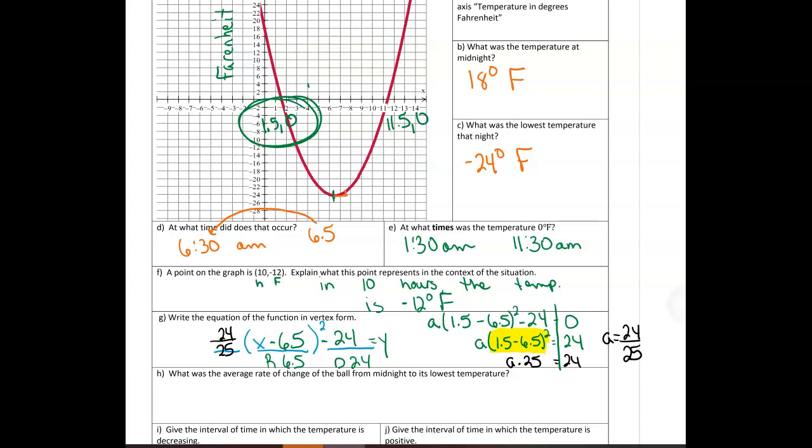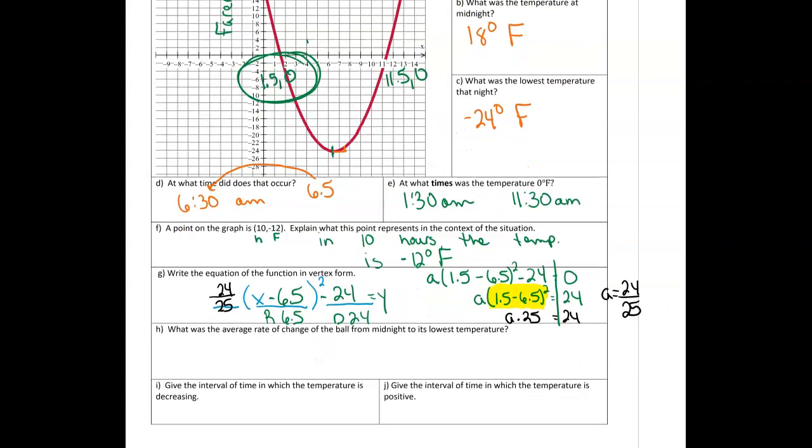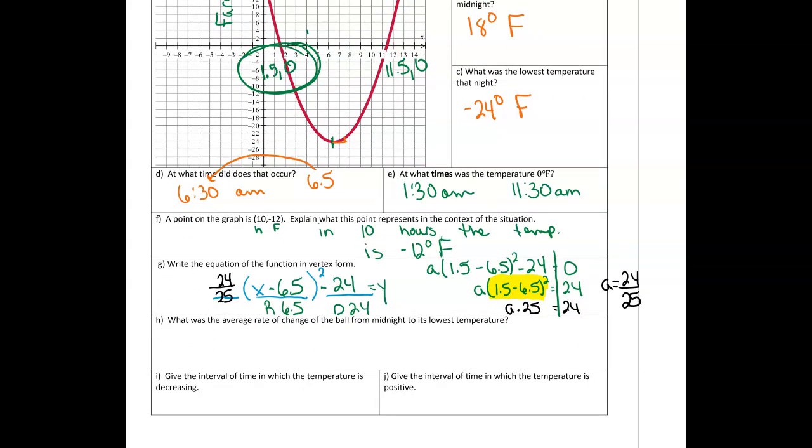All right, what is the average rate of change from midnight to its lowest temperature? So at midnight, we had already answered that question. So at midnight, the X value is 0, our temperature is 18, and to the lowest temperature, we had already answered that, and that was 6.5 with a negative 24. So all I have to do is remember my table, sturdy X's on the bottom, Y's on the top, the glasses, and 21 to drink.